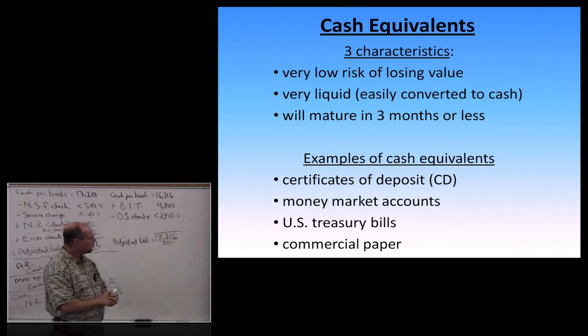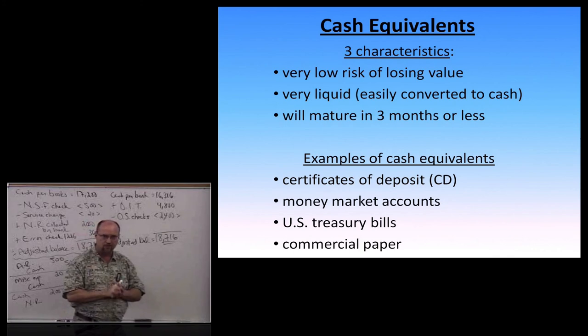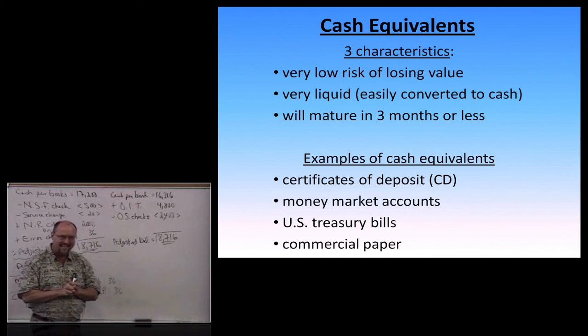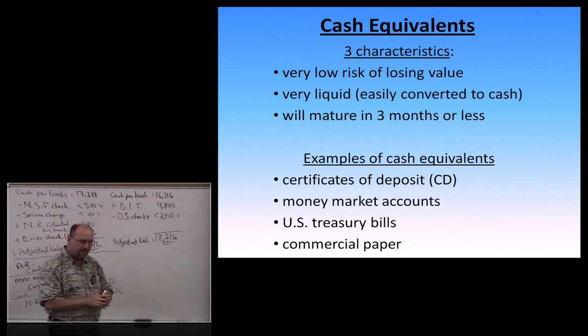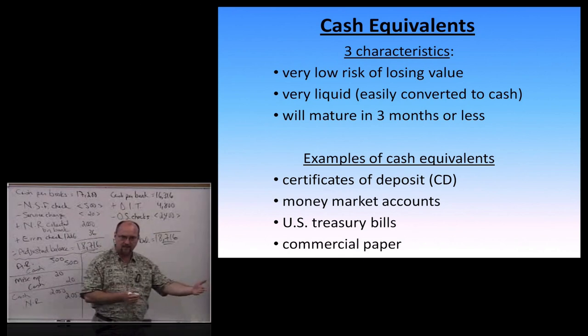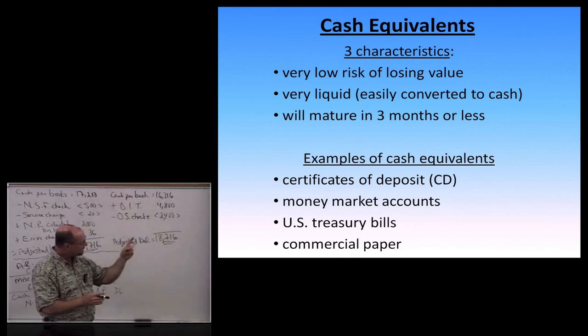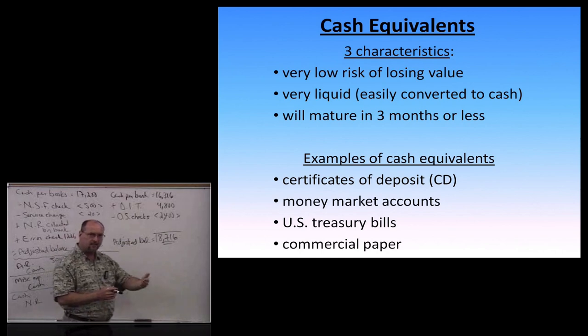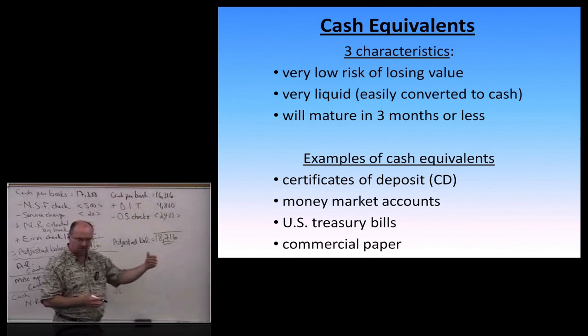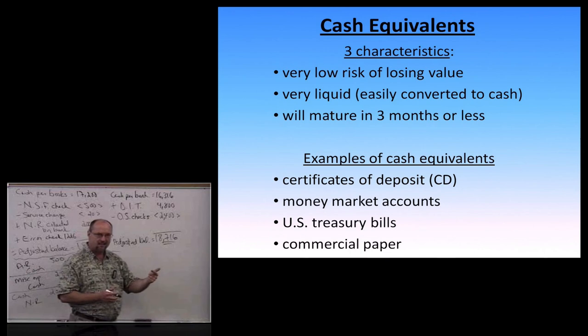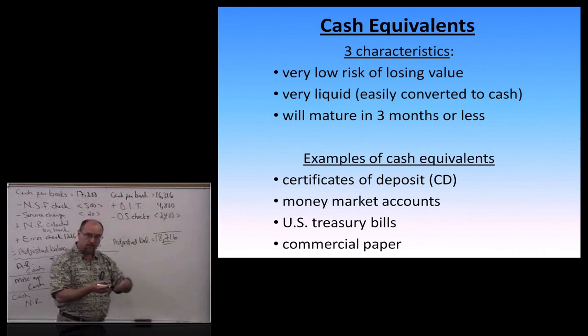It has to be very low risk of losing value. So stock, common stock of any company, is never a cash equivalent. Okay? So it's typically an interest-bearing investment, but it has to be very low risk, has to be very liquid, meaning we can easily convert it to cash. And in the case of what we call a debt security, and we give you some examples down below, a CD, U.S. Treasury bill, it has to mature, which means we're going to get paid back. Okay, when it comes due, it matures, we get our money back in 3 months or less.